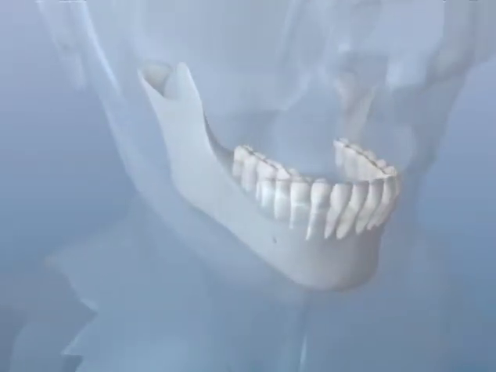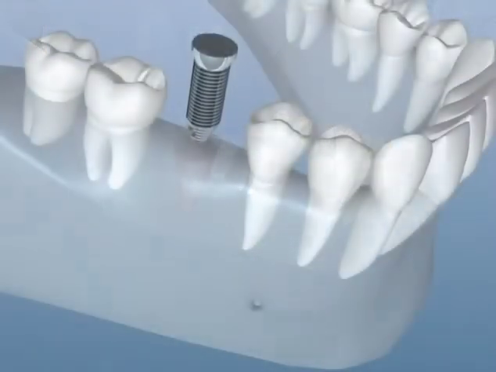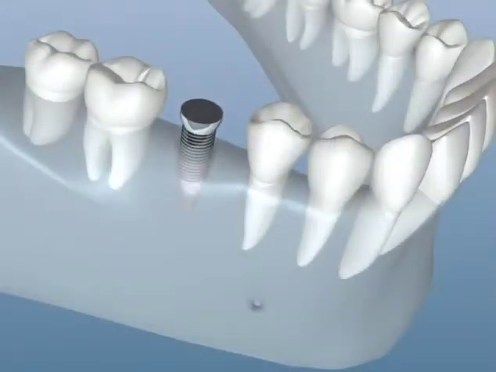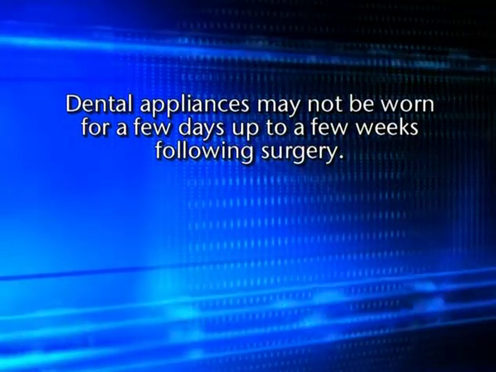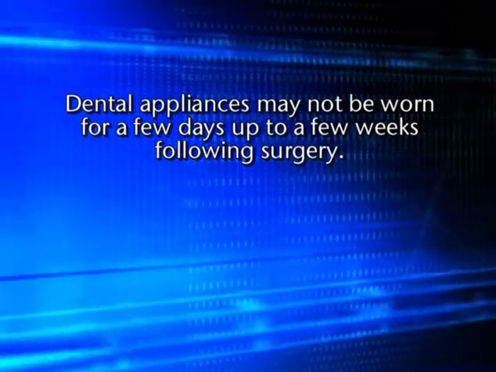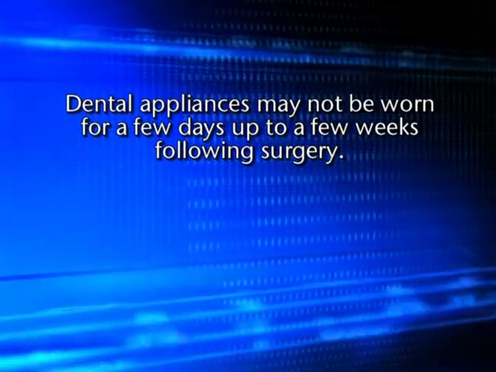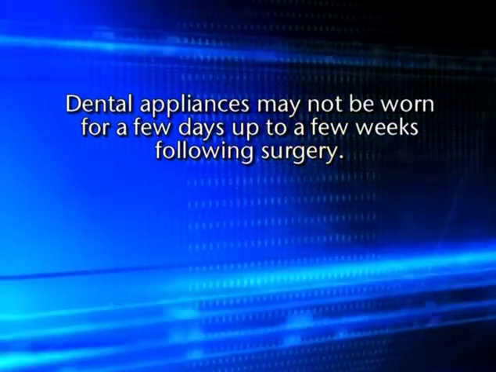During the initial surgery, the oral surgeon places the implants in the patient's jawbone. This is the more involved and longer of the two procedures. During this surgery, the oral surgeon makes an incision, then creates a precision hole, places the implant in the jawbone, and then closes the incision with sutures. To assist the healing process, dental appliances may not be worn for a period of a few days up to a few weeks following dental implant surgery.